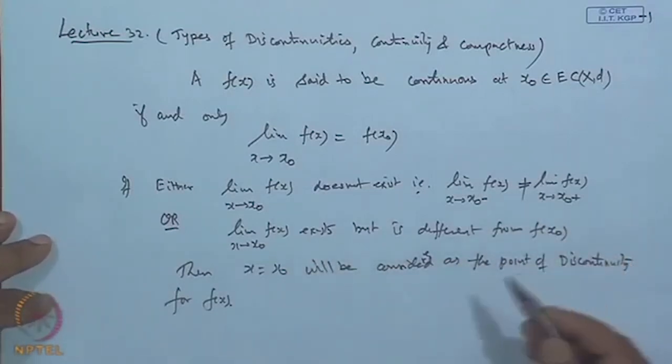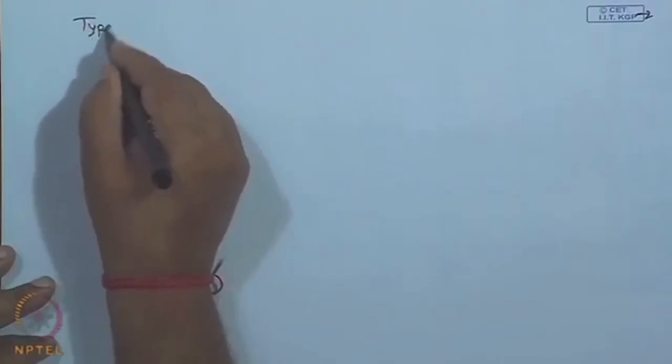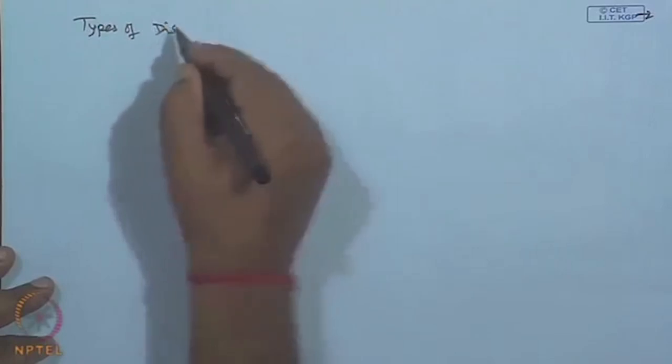Obviously, the point of discontinuity depends on the cases. If the limit exists but is different from f(x naught), then we name this point of discontinuity a removable discontinuity. When the limit does not exist, then we give some other name to the discontinuity. When the left hand and right hand limits do not exist, we also give some other name, or sometimes the limit tends to infinity, then also we sometimes give a different name. So, according to the situation, the types of discontinuities are characterized. So, let us see types of discontinuity.